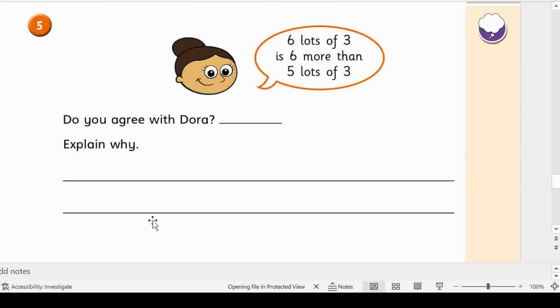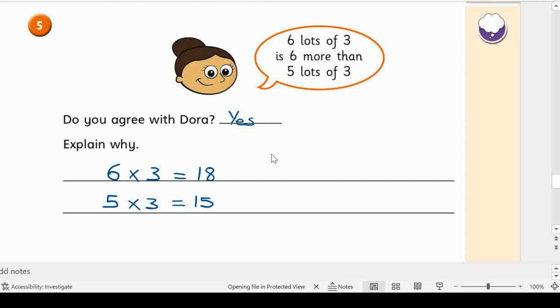Here. 6 lots of 3 is more than 5 lots of 3. Do you agree with Dora? Oh, sorry, I should say 6 lots of 3 is 6 more than 5 lots of 3. Is that correct? Okay, so here I'd put yes. You could always change it if it's wrong, because now we're going to explain. So basically we'll do the maths. So 6 times 3, which is 6 lots of 3, 6 times 3 equals 18, good.